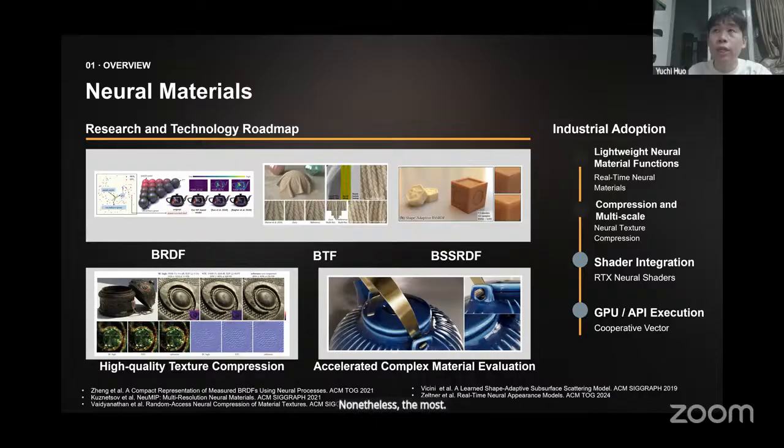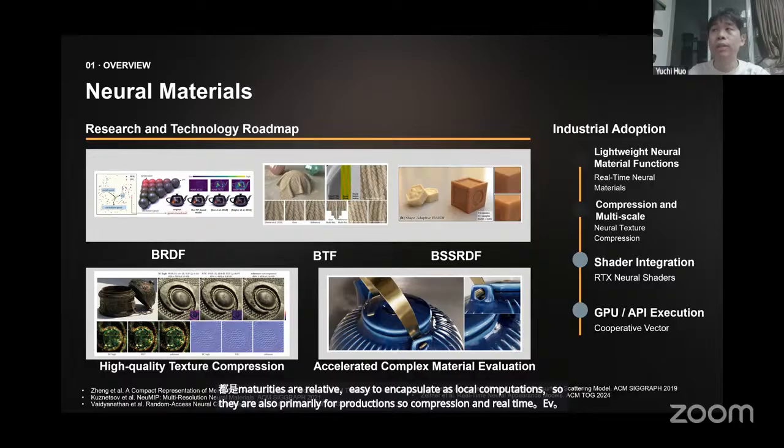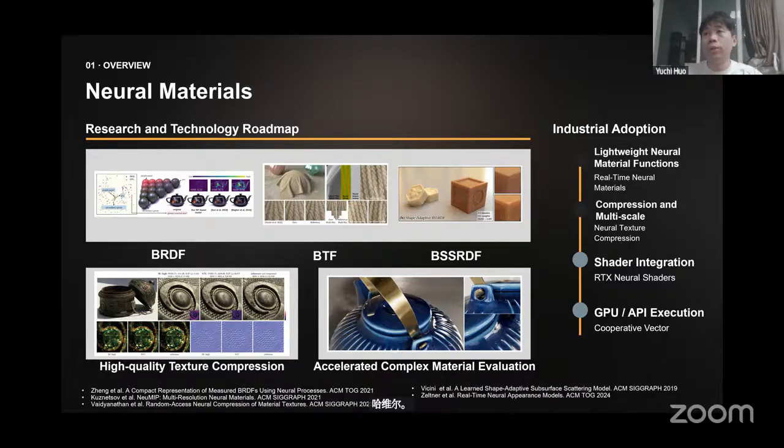Nonetheless, the most challenging part is the neural material and its lighting. Neural material research focuses on the expression and compression of high-dimensional functions such as BRDF, BTF, and BSSRDF. Those materials are relatively easy to encapsulate as local computations, so they are also promising for production. Recent work includes neural texture compression and real-time evaluation of complex appearance. Hardware and API support, including cooperative vectors and neural shaders, is gradually making small networks a practical part of the graphics pipeline.